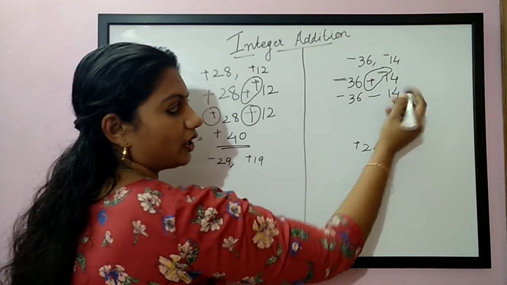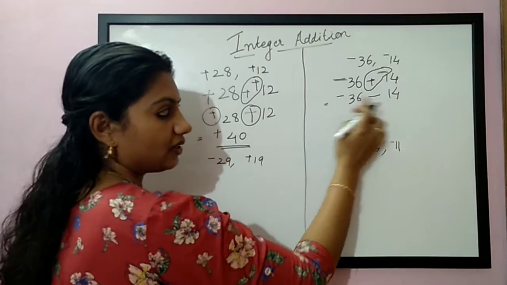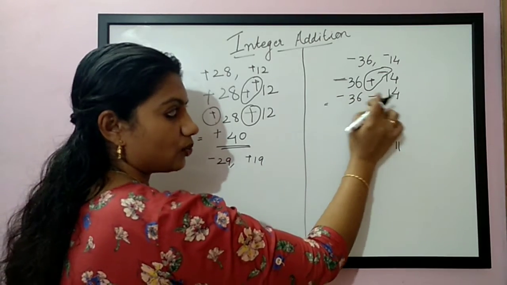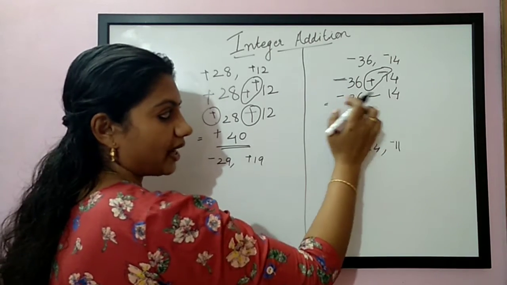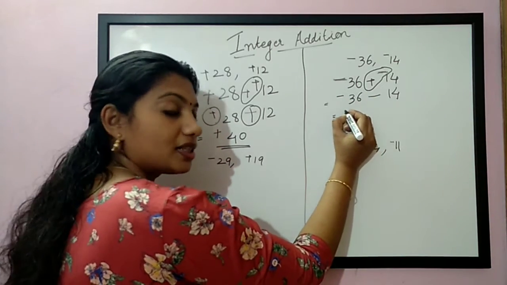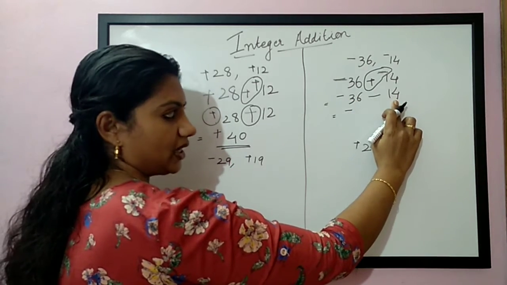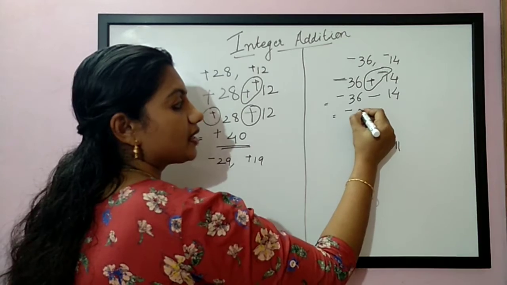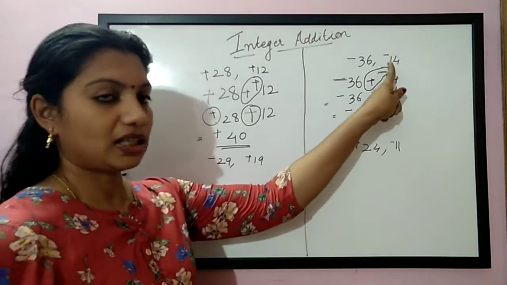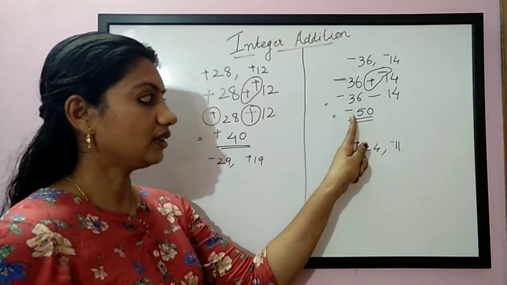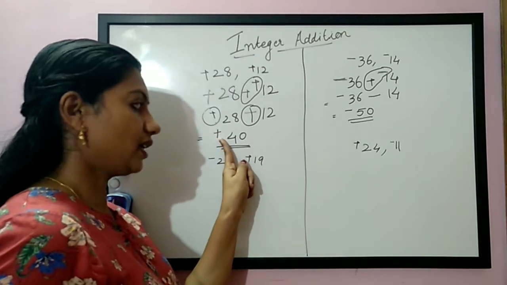And this is 14. So let's look at these two. Now, 36 is negative. 14 is negative. These two symbols are negative. So when I add these two numbers, I have to put the symbol of negative. Negative 36 plus 14, this is 50. So I get an answer of negative 50. Two negatives adding, I should be getting the sign of negative. Two positives when I add, I will be getting a positive sign.